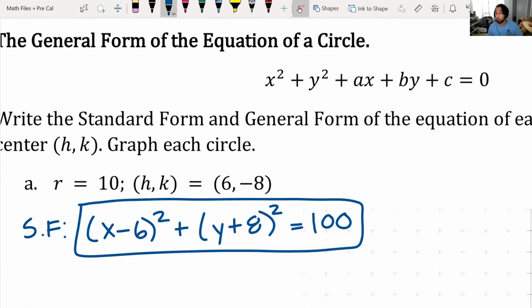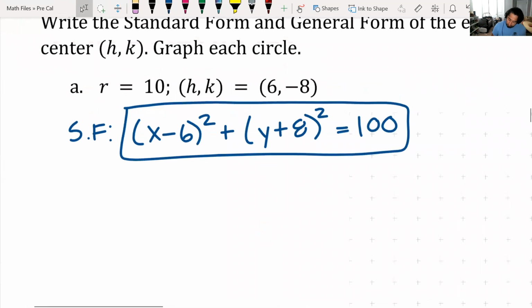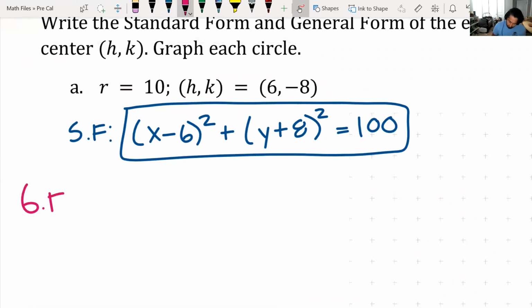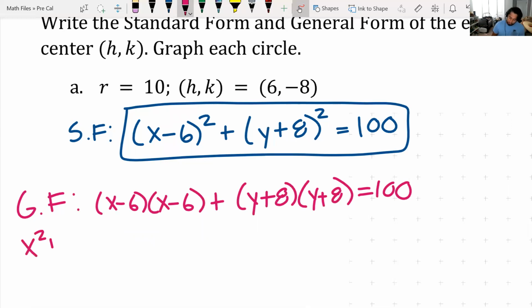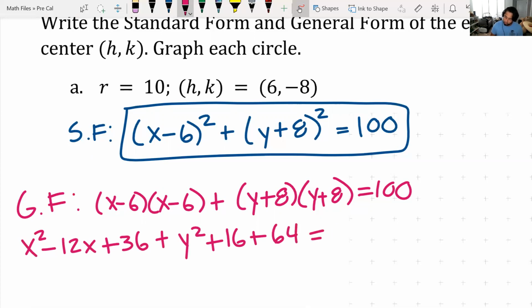Now we're going to go to general form, which means FOIL everything out. General form. Give me a G. There we go. Okay, let's FOIL everything out. X minus 6 squared means x minus 6 times x minus 6 plus y plus 8 times y plus 8 equal to 100. FOIL, and I should get x squared minus 12x plus 36 plus y squared plus 16y plus 64 equal to 100.